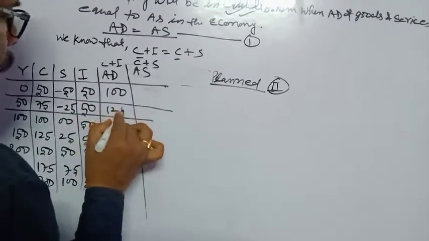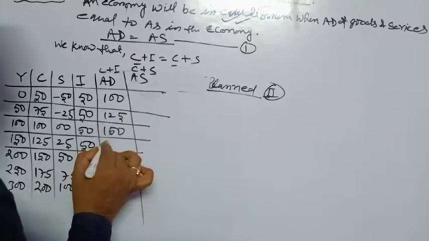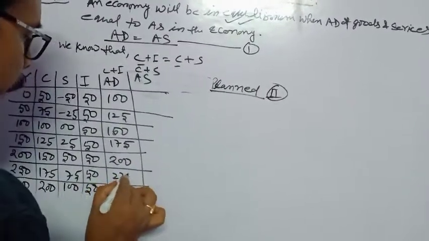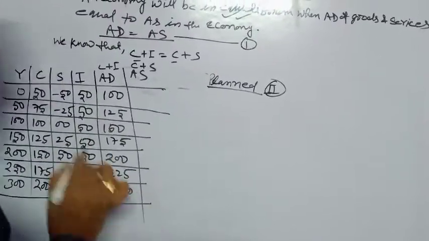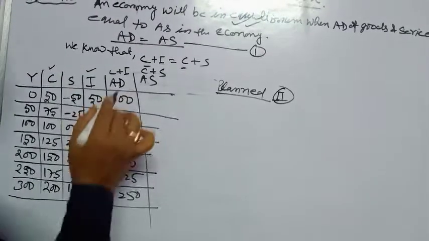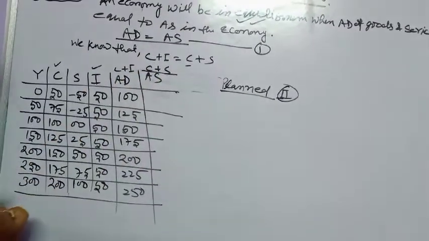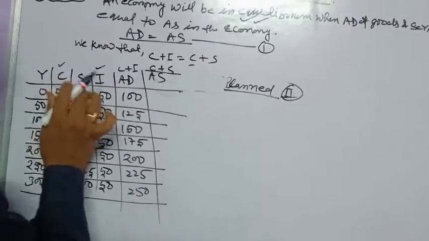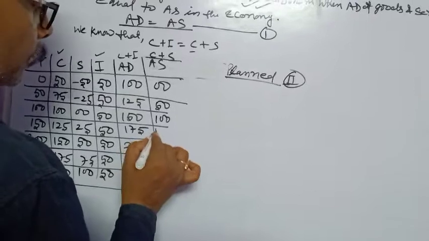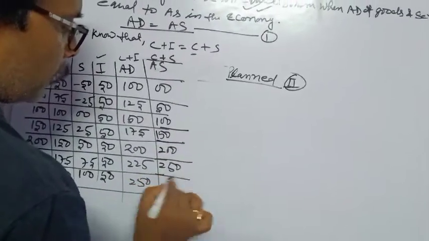Next 125, next 150, next 175, next 200, next 225, and the next 250. So I have calculated AD with the help of C plus I. Now AS is equal to C plus S, not the C bar, consumption plus saving. So consumption is 50, saving is minus 50, so AS is equal to 0. Next 50, next 100, next 150, next 200, next 250, and the last 300.